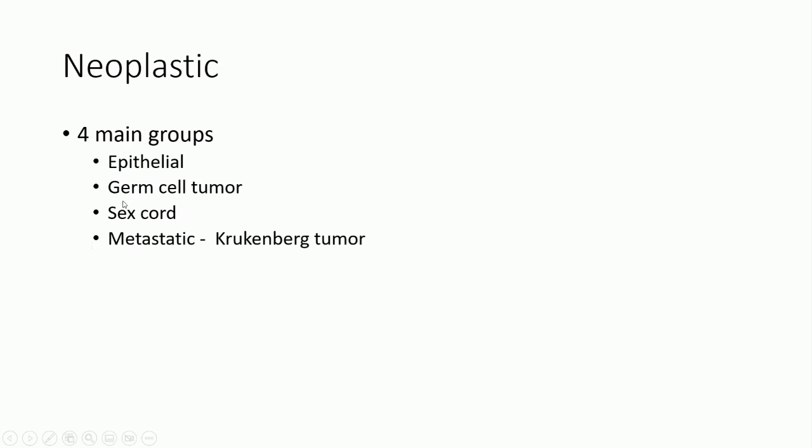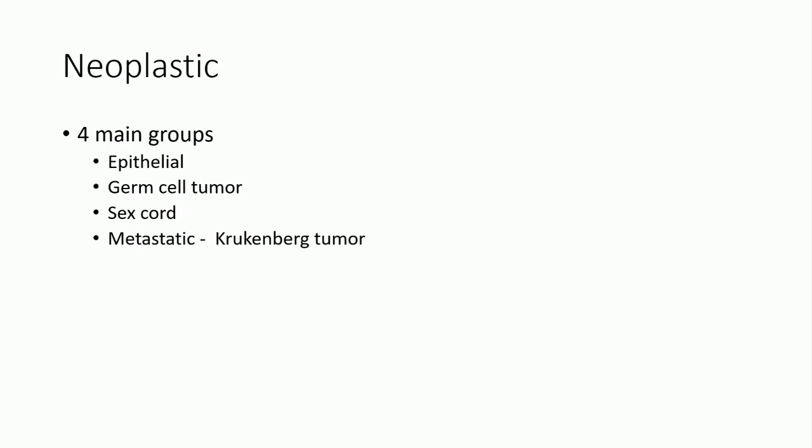The third one is sex cord, meaning hormone secreting tumors. So hormone secreting tumor can be there in several categories. So neoplastic tumors also can be hormone secreting tumor that we call sex cord tumors. And the last one is metastatic. Metastatic means the primary tumor origin will be somewhere else, and it is metastatic to the ovary.